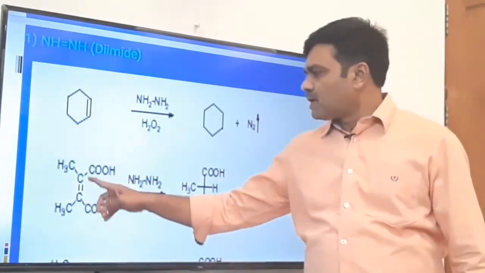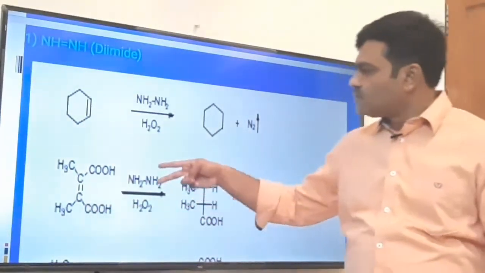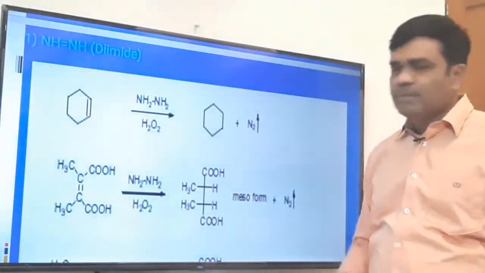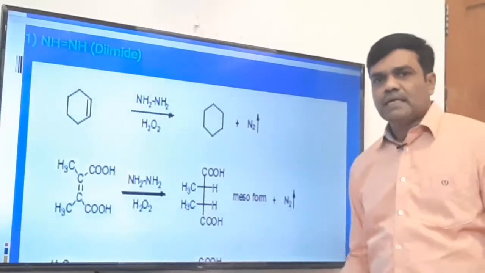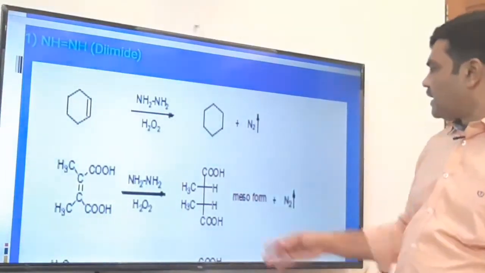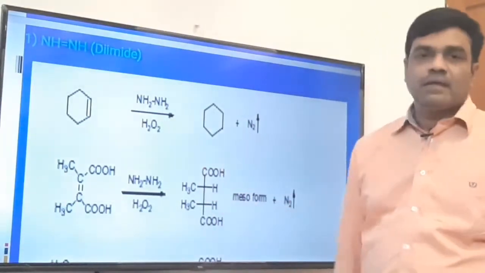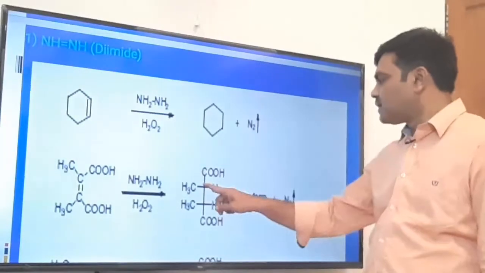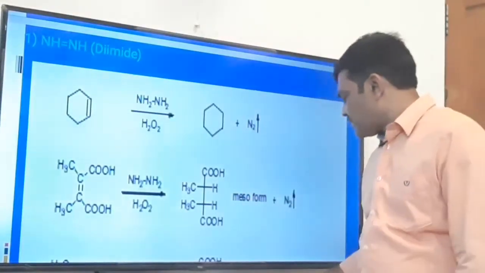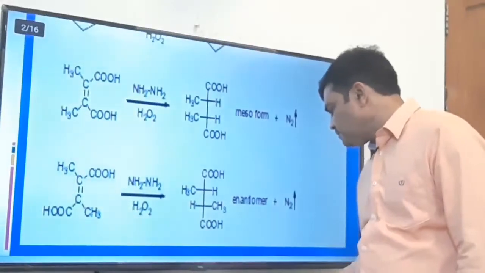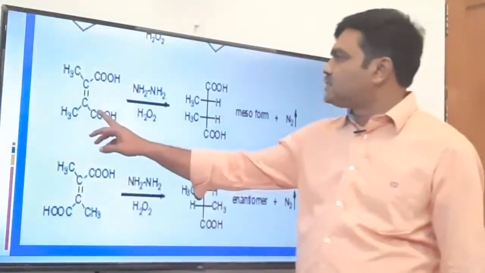Here, see, it is a carbon-carbon double bond. As usual, addition of hydrogen across the carbon-carbon double bond will take place. But remember, the addition is syn addition, cis addition. Addition takes place from the same side, and we get this compound having two chiral centers, that is, asymmetric carbon atoms. This is about the cis compound.